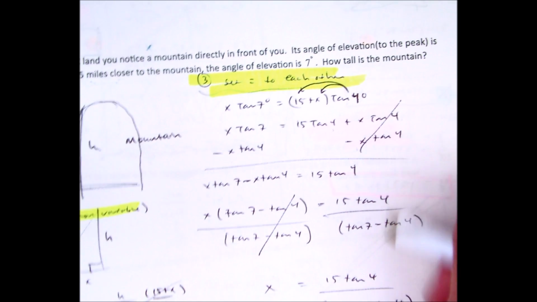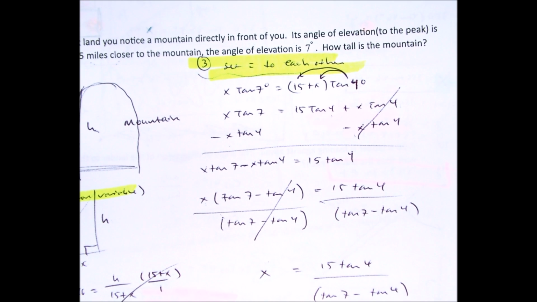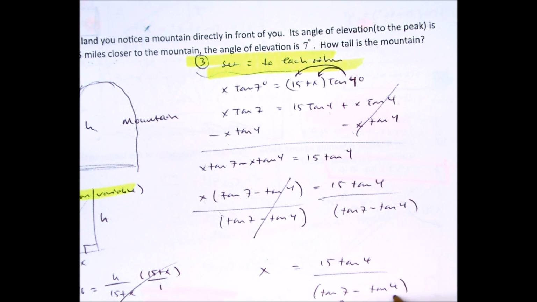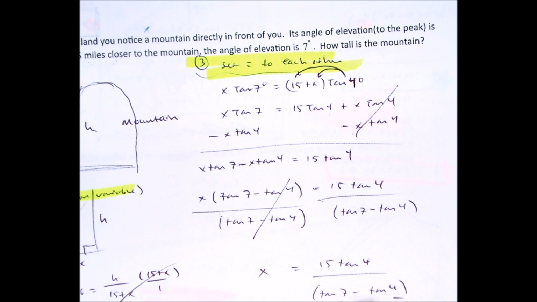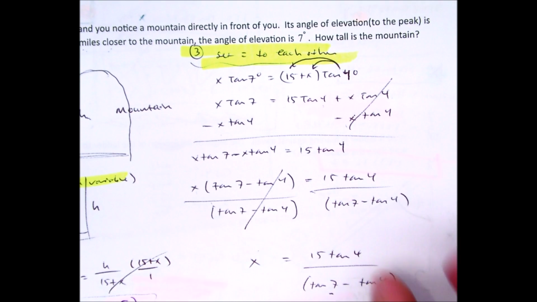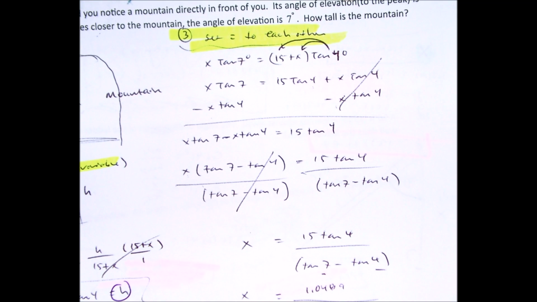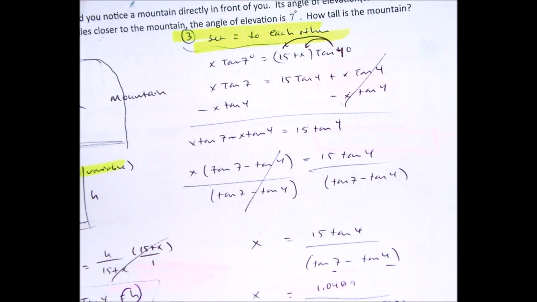Here I have a calculator-ready equation. Now, do not be tempted to do 7 minus 4. That would be incorrect. Do not put in your calculator tangent minus tangent of 3. That would be incorrect. And you should get x is approximately 19.8. Last thing you need to do is substitute x to solve for h.